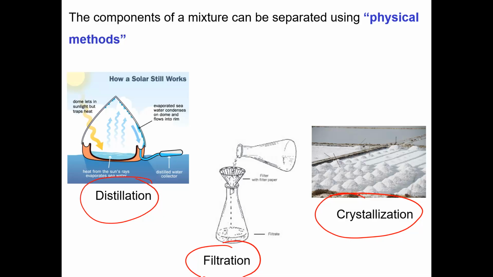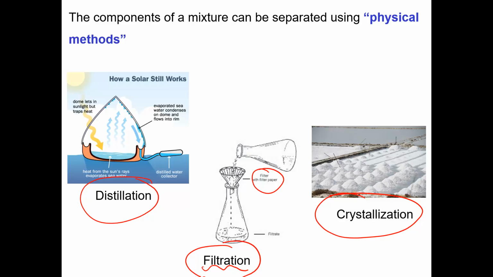Another common method for separating the components of a mixture is to use filtration. In filtration, we're normally trying to separate a solid from a liquid. So we'll just pass our mixture through a filter. Often it's what we call a filter paper, and the liquid will run through and the solid will get caught on the filter. You're doing the same thing at home when you use a colander to separate pasta from water.